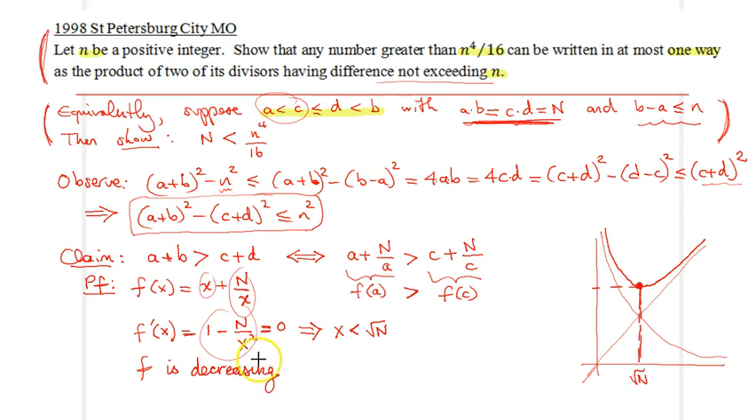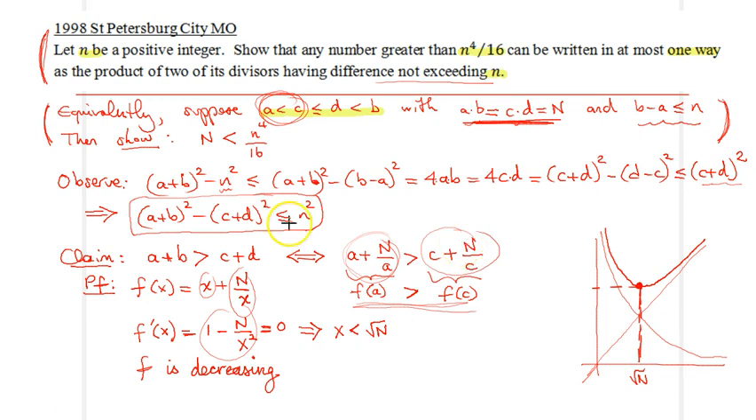here. So because f is decreasing, if a is strictly less than c, then it must be that f of a is strictly greater than f of c. And that obviously proves the claim, because f of a is a plus b, n over a is just b, and similarly f of c is just c plus d.